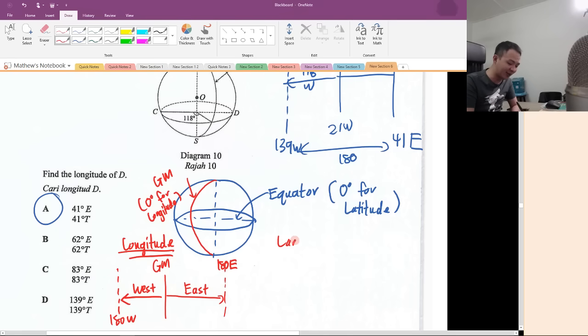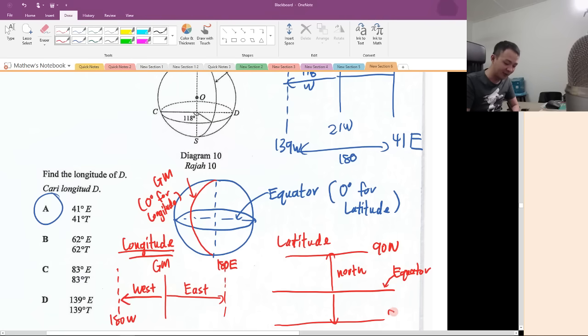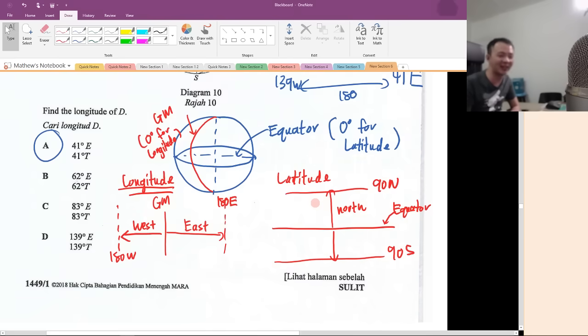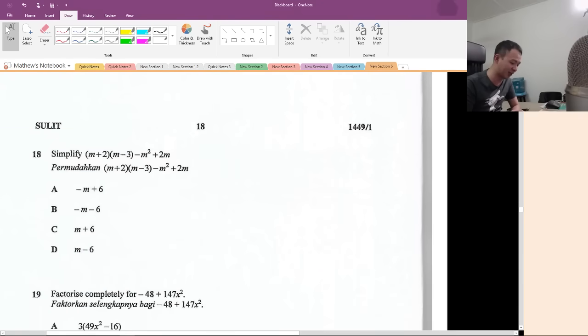Okay, so for the latitude, we have one line called equator. Your maximum value you go to the north here is up to 90 north. The minimum value will be 90 south. So for the latitude, basically you can see is move north and south. The other one is move east and west. But if you really want to fully understand, I do have the Earth video. Please go to check it out.